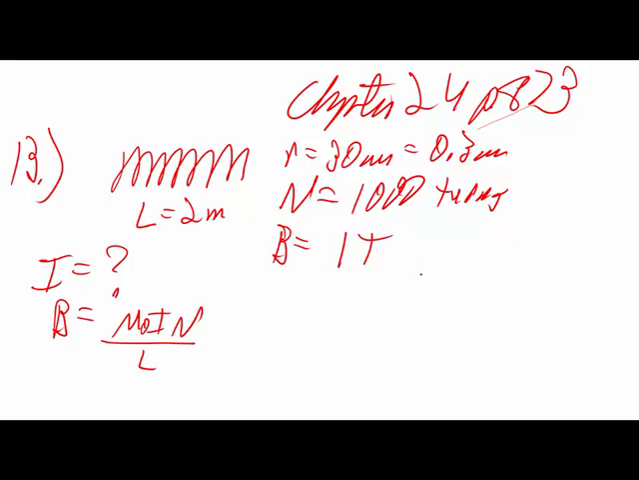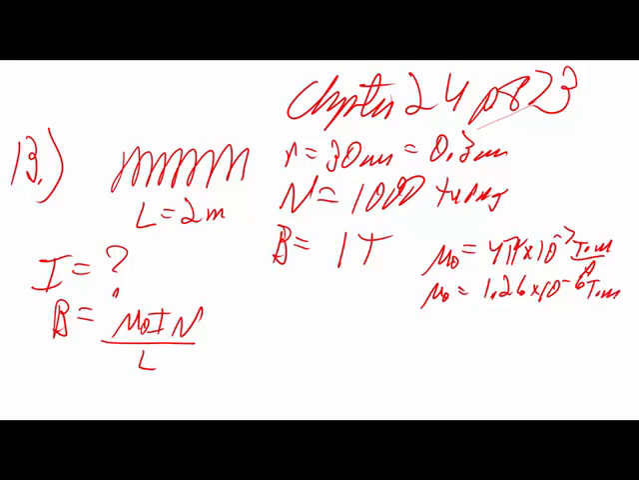Now let's define what the magnetic permeability constant is, and there's a couple of ways you can write it. You can write it as 4 pi times 10 to the negative 7th Tesla meters per amp, or you can write mu naught as 1.26 times 10 to the negative 6th Tesla meters per amp. Where did that come from? If you take 4 times pi times 1 times 10 to the negative 7th, you will get 1.26 times 10 to the negative 6. Whichever one you use, you're going to get the same answer.